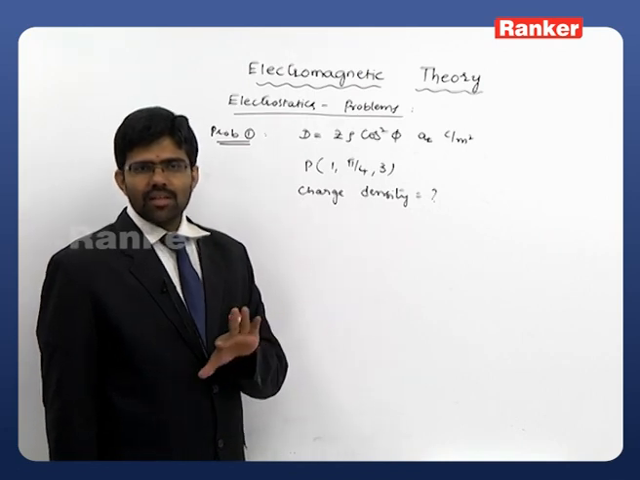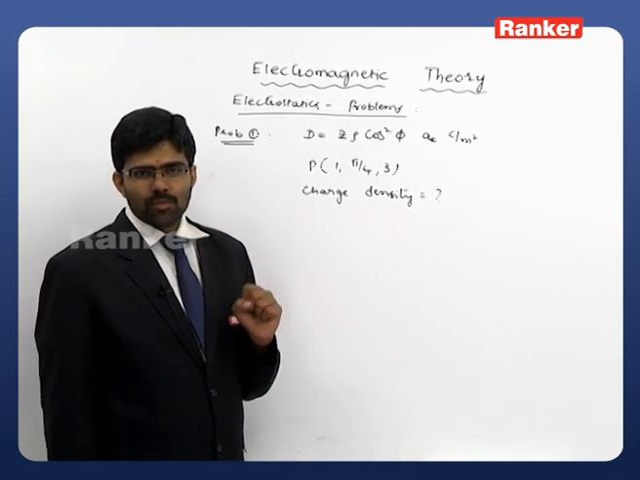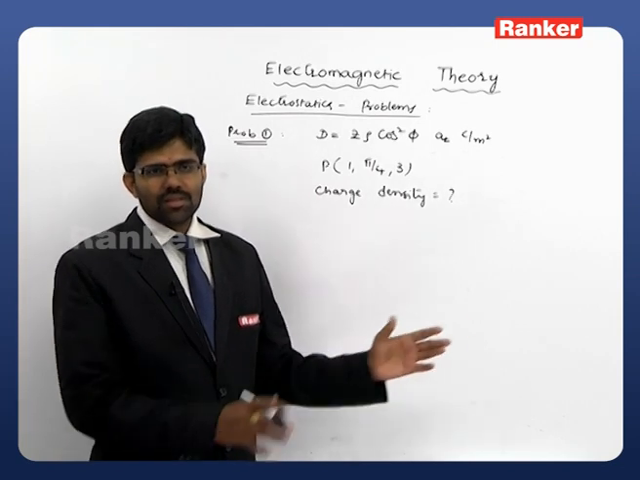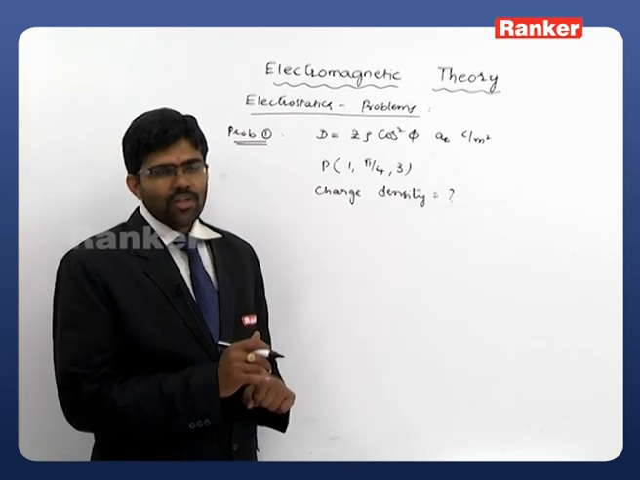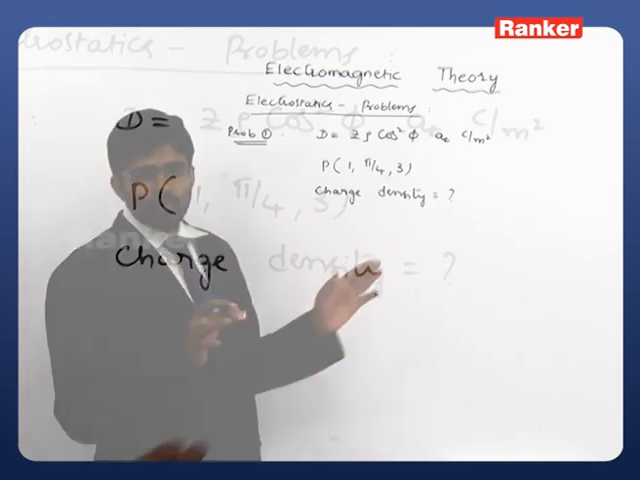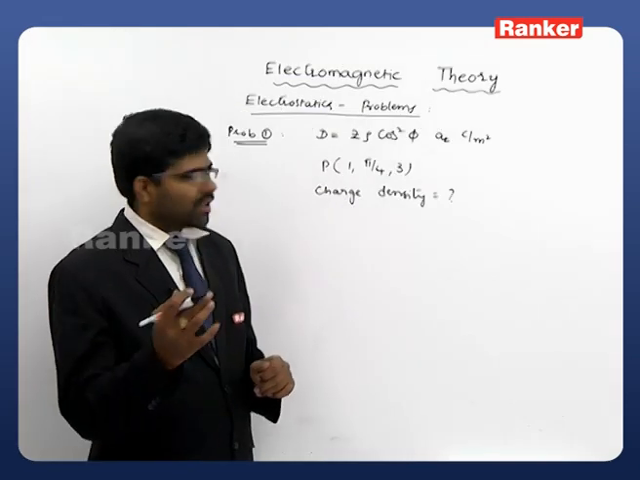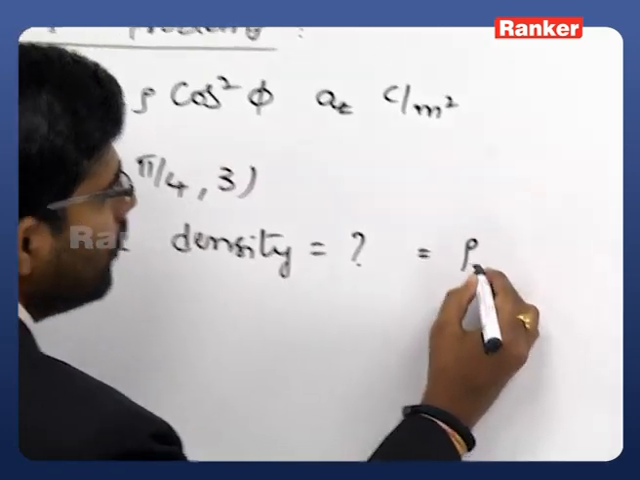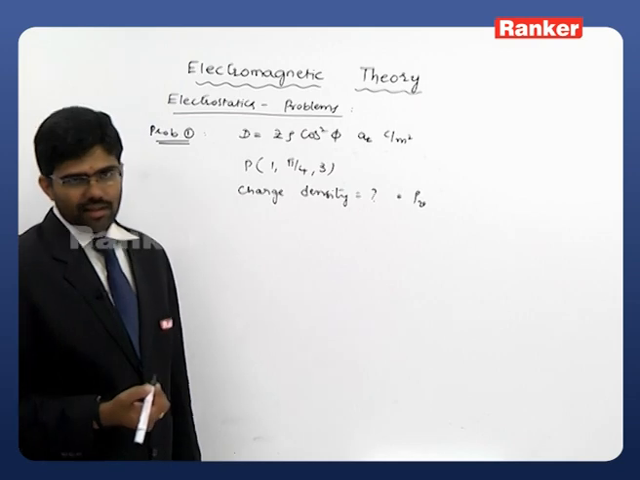He has not mentioned anything, so what type of charge density are we supposed to calculate? We need to observe that, based on the basic concepts we learned. This D is directly related to the volume charge density. So here I assume that the charge density we are supposed to calculate is the volume charge density.